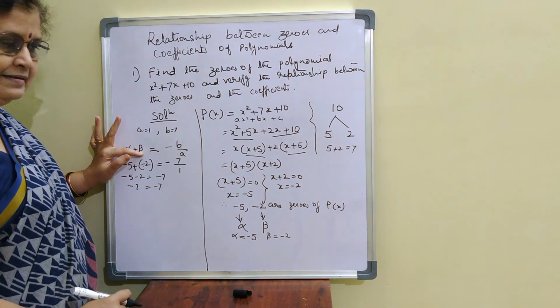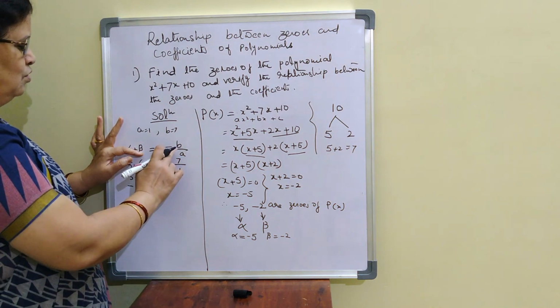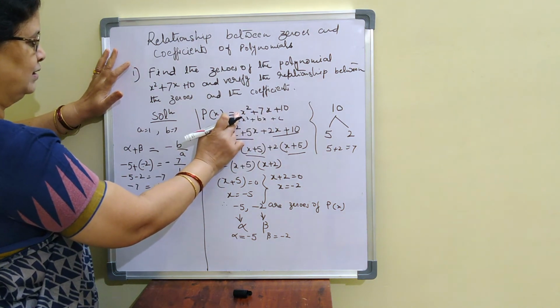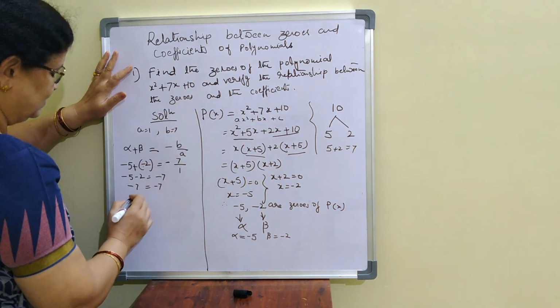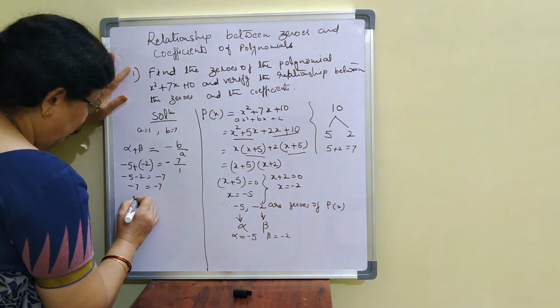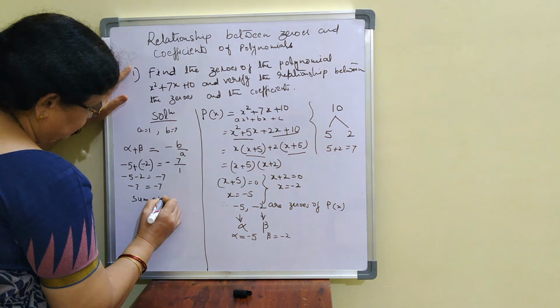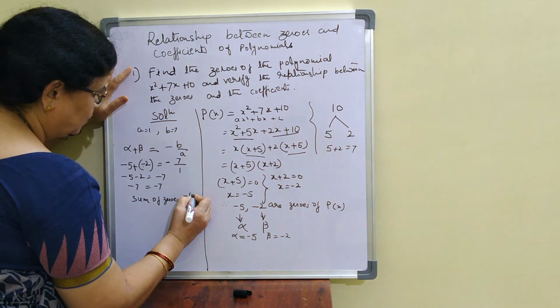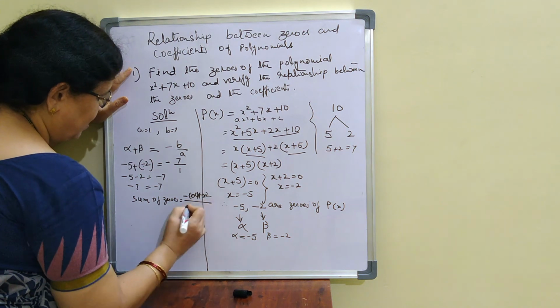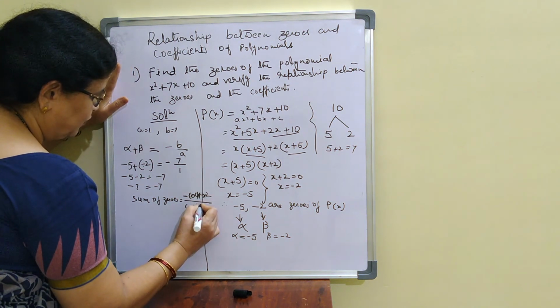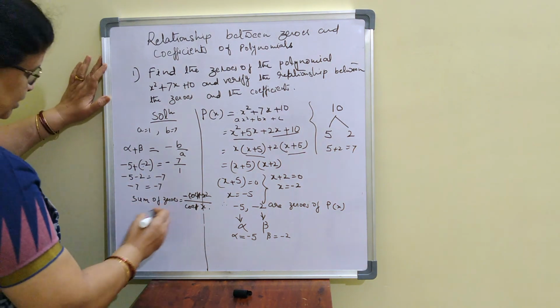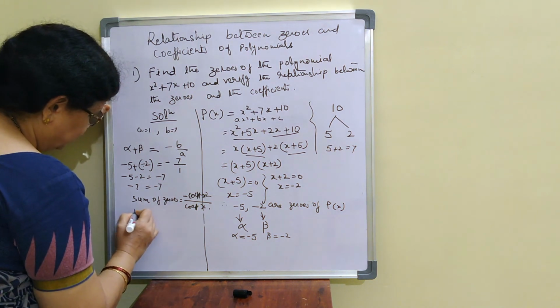Hence we have verified that alpha plus beta, that is the sum of the zeros, is equal to minus of the coefficient of x divided by the coefficient of x square. What is the relation here? Sum of zeros is equal to minus coefficient of x divided by coefficient of x square. This is the relationship.